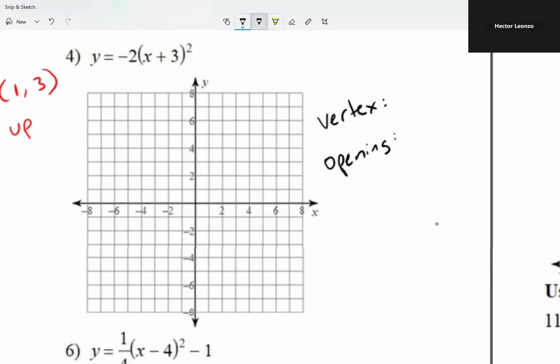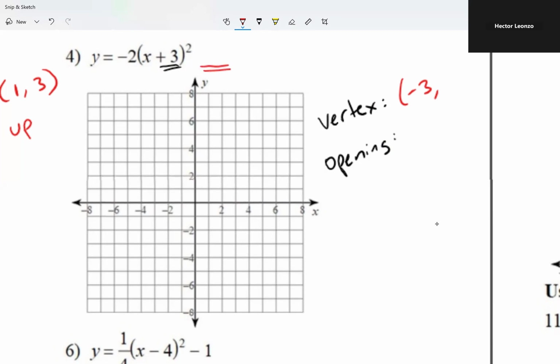Remember that for the X value on the vertex, I look inside the parentheses. There's a +3. So my X value is going to be -3. Remember to change the sign. Now, the number at the end, I see nothing. So that's basically a +0. Right? I see nothing there. So it's going to be 0. Oh, I can even plot that one in. I can find the vertex is right here.